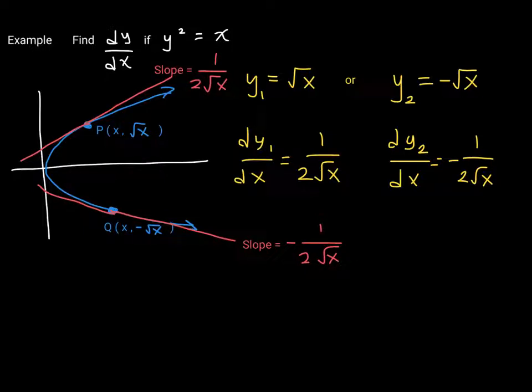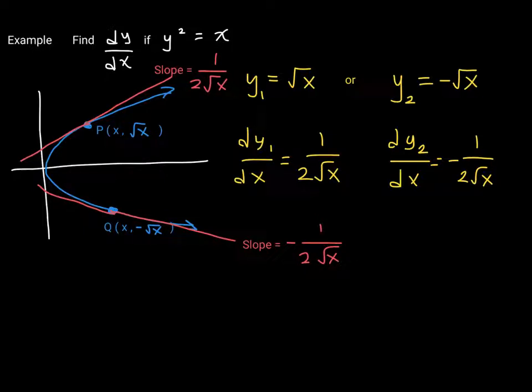So let's see if you and I can do that right now. Suppose we knew only the following. Suppose we didn't know what these derivatives were, okay? And suppose we knew only that this equation right here, y squared is equal to x, defined y as one or more differentiable functions of x. But we didn't know what these two functions here were. Can we still find these derivatives?